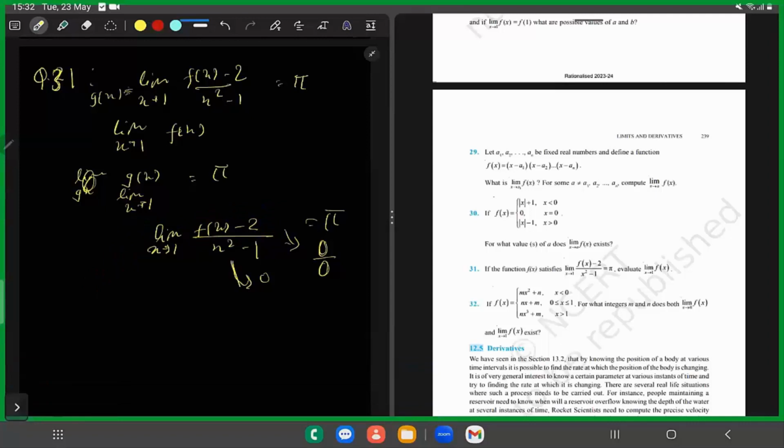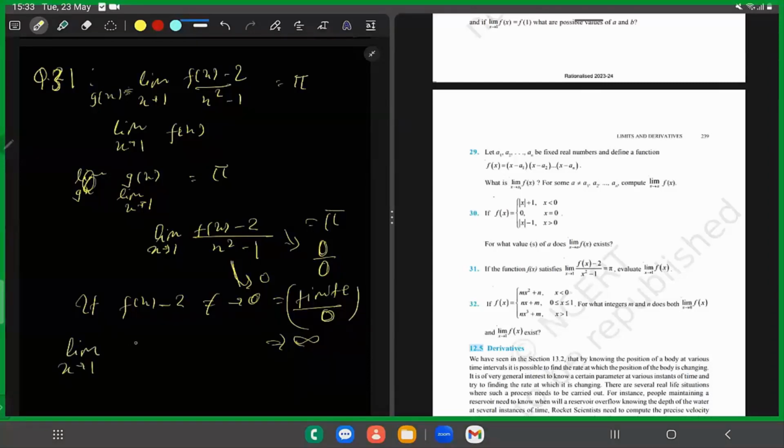if f(x) minus 2 is not tending to 0, then we'll be getting some form of finite by 0. So this would simply tend to infinity, and this limit won't exist. So for this limit to exist, f(x) minus 2 should also tend to 0. That means the limit as x tends to 1 of f(x) minus 2 is equal to 0. So we can say that the limit as x tends to 1 of f(x) should be equal to 2, because only then the limit of f(x) minus 2 would be tending to 0.